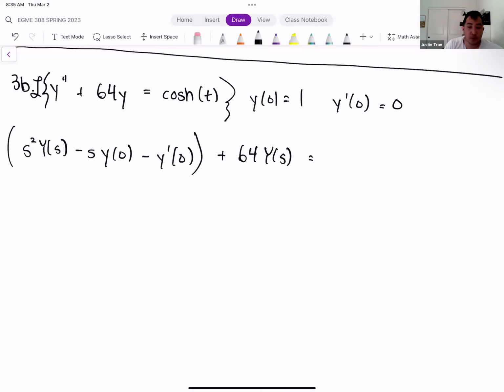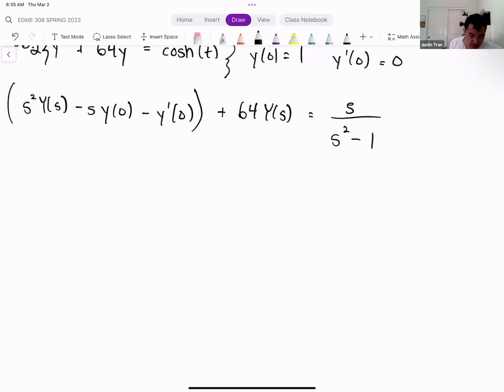Let me pull up the table. For cosh of t, the Laplace transform is s over s squared minus a squared. But in this case, a is 1 because there's a 1 in front of the t here. So s over s squared minus 1.